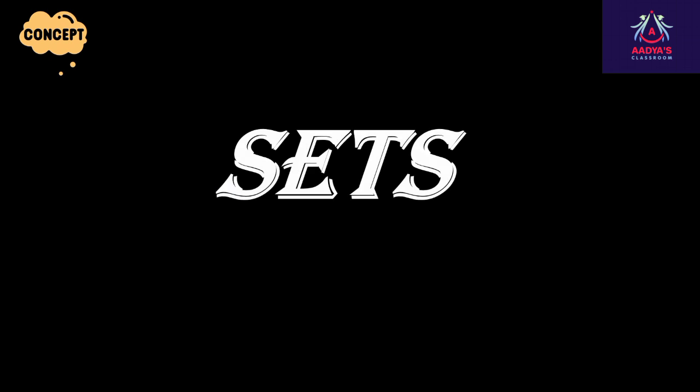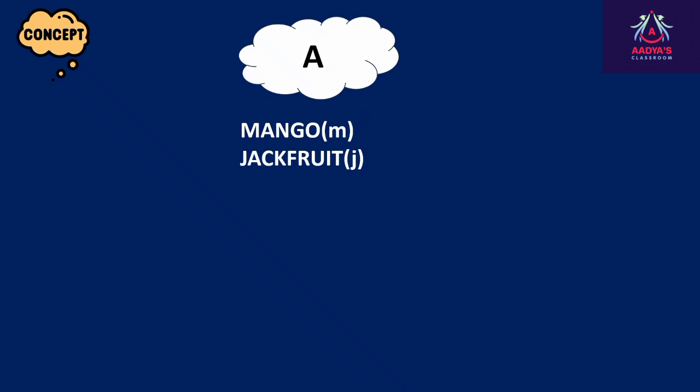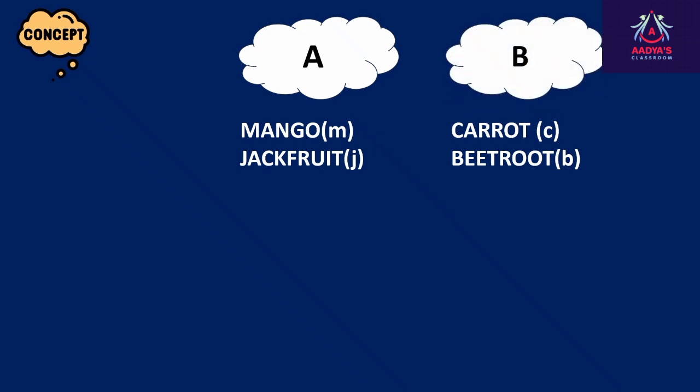In our previous class, that is class 9, we've already learned about sets. Today, we'll learn a new concept. Well, we'll take mango and jackfruit, which I've represented as M and J, as elements of set A. And we'll take carrot and beetroot, which I've represented as C and B, as elements of set B.